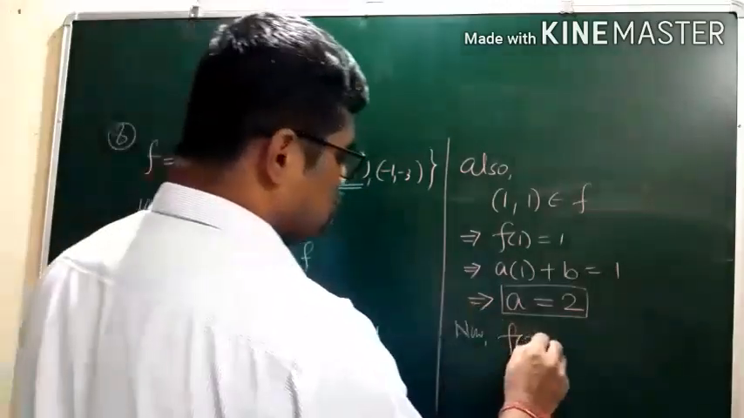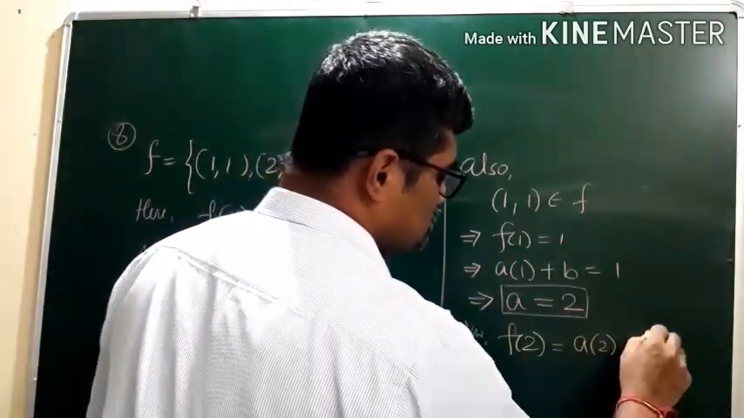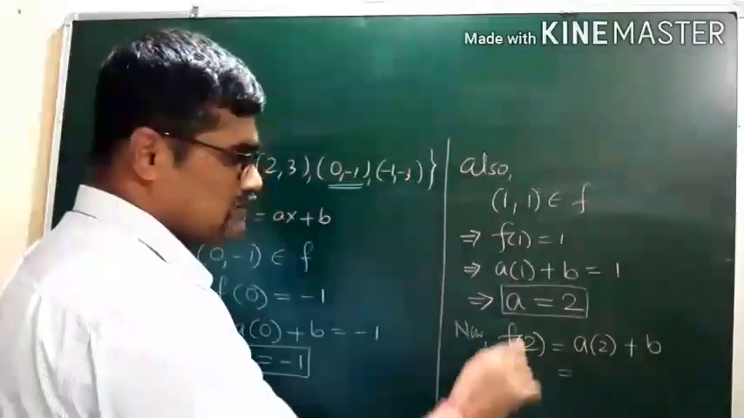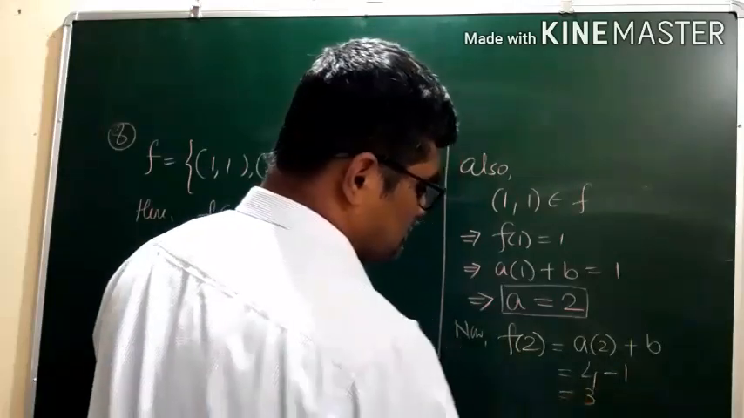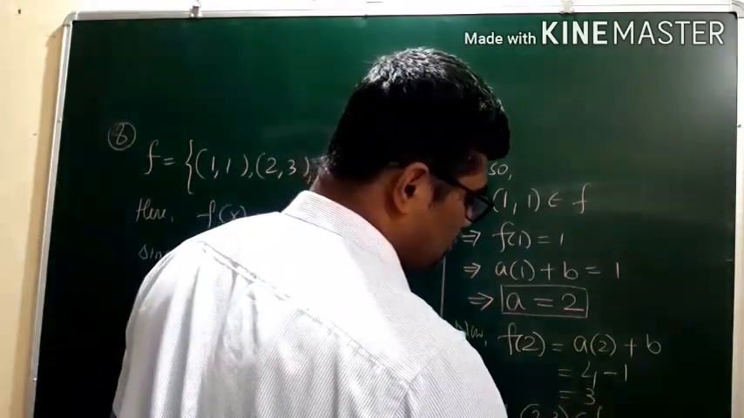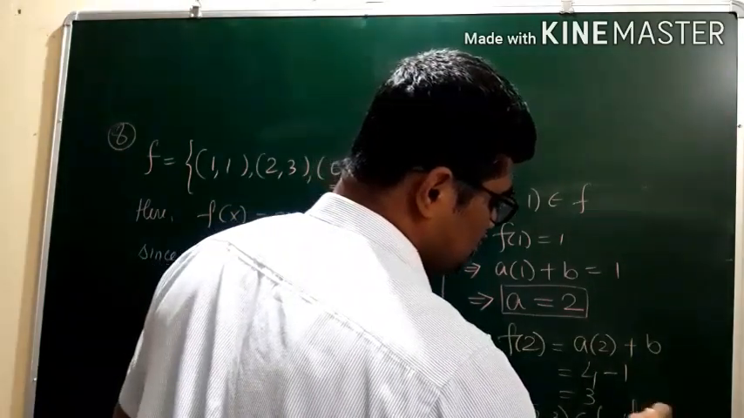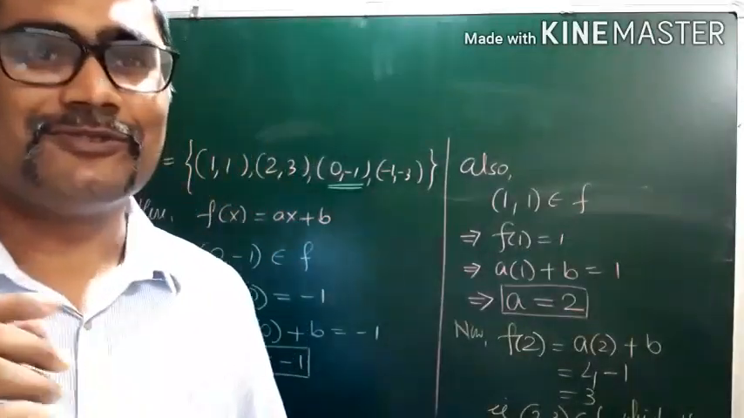f of 2. f of 2 will be equal to a into 2, then b. Now put the values. This will be putting 2, so 4, then minus 1, 3. That is, 2 comma 3 belongs to f, which is true, which is true.